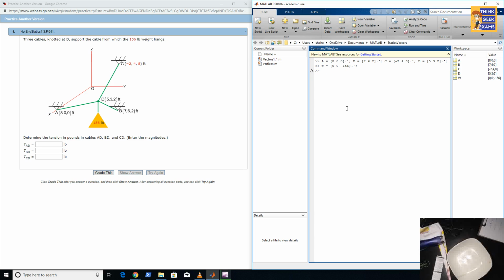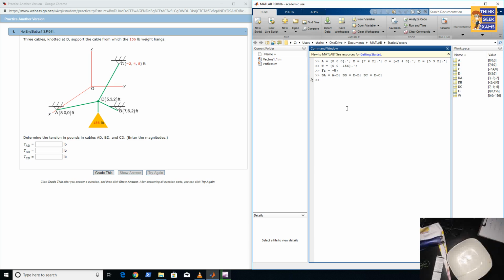So the resulting force is actually the negative of the weight. So I'm going to convert that into negative weight, and that's our resulting force of the forces of the tensions added together. So the first force direction is dA. dA is A minus D. The second force is dB, and that is D minus B. And the third force is dC, and that is equal to D minus C.